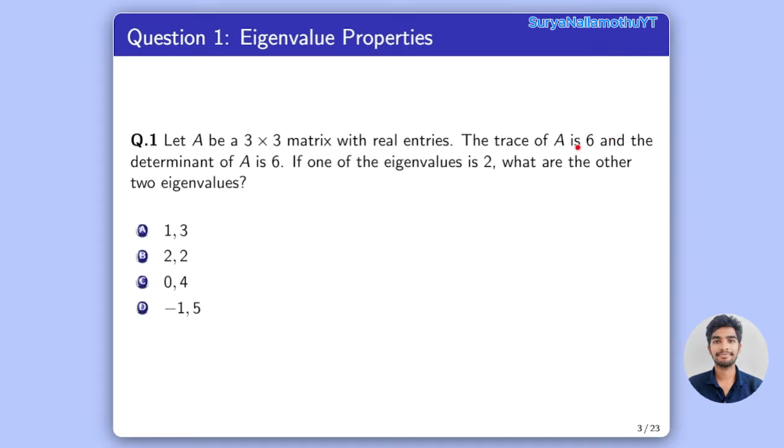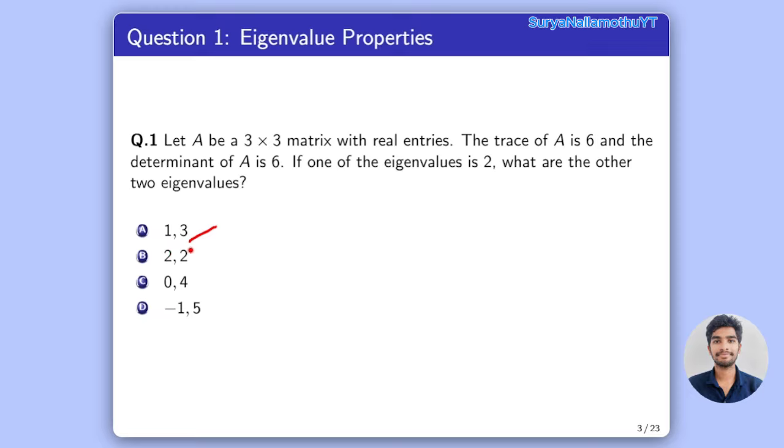The trace of A is nothing but the sum of the diagonal elements. It is nothing but the sum of the eigenvalues, which means 6. The determinant of A is 6, and one of the eigenvalues is 2. So it means 2 into 1 into 3, which is nothing but 6. Then for the other option, 2 into 2 is 4, 4 into 2 is 8.